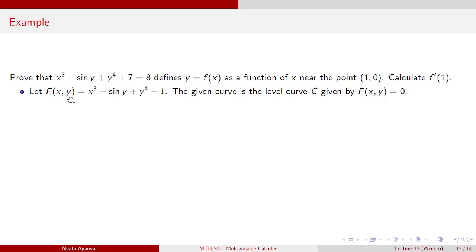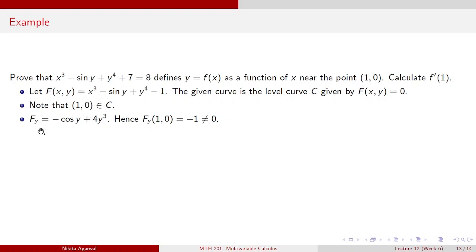Capital F is this, right? So the equation should be of the type F(x,y) equal to 0, right? So you bring in this 8 on the left, so that the equation looks like F(x,y) equal to 0, and then F(x,y) is equal to x cube minus sine y plus y to the 4 minus 1. Okay. So the given curve is the level curve C given by F(x,y) equal to 0, and (1, 0) is there on this level curve, which is important.